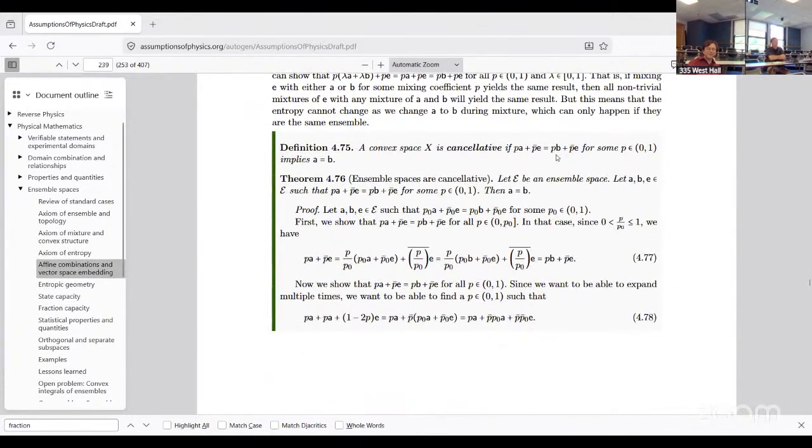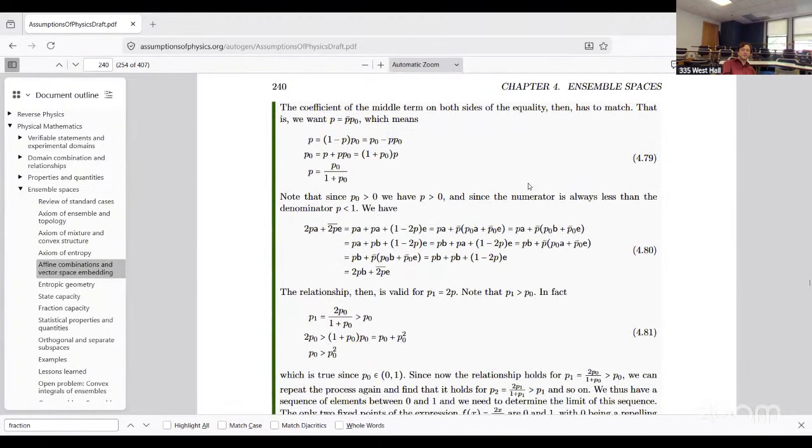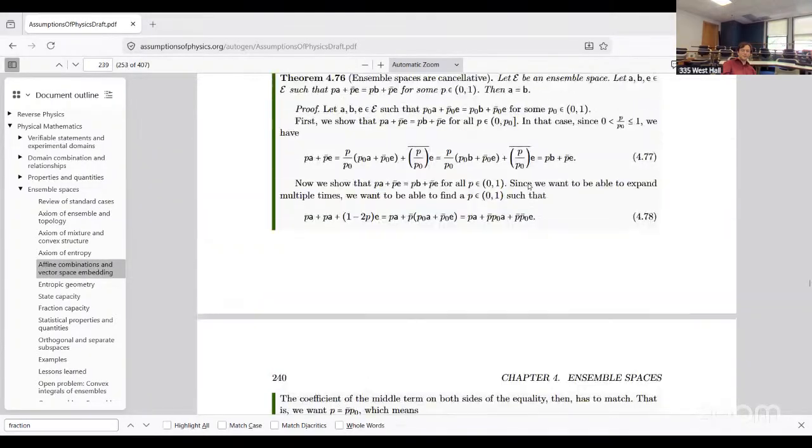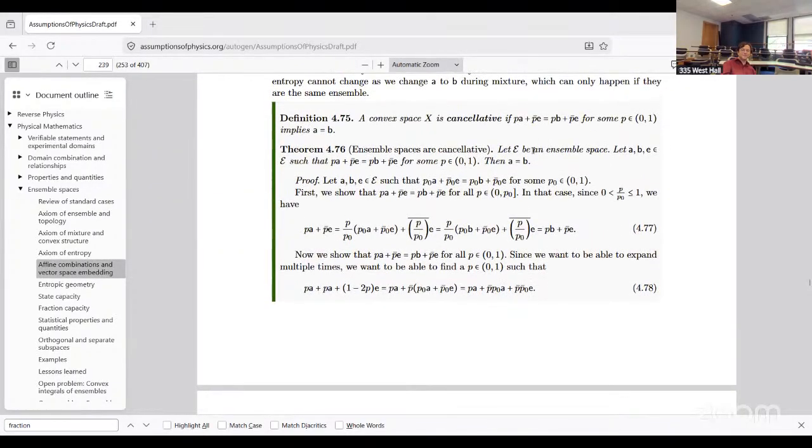So here's the consecutive property. And then there is the theorem: ensemble spaces are consecutive. So then you have A, B, and E, and PA plus P bar E is the same as the other. Okay, so this is how it goes. It's a little bit involved, but here is how it works.